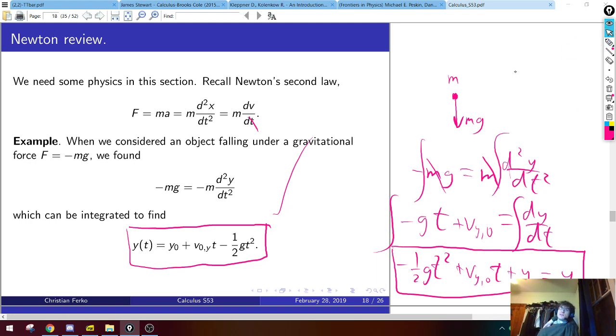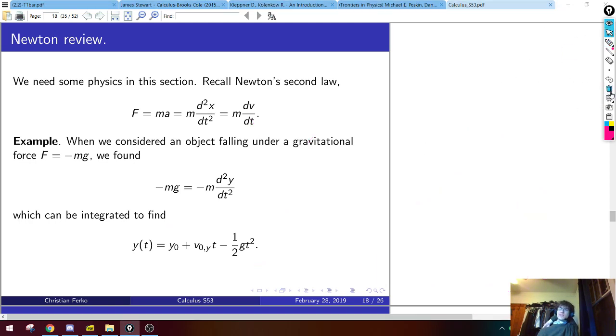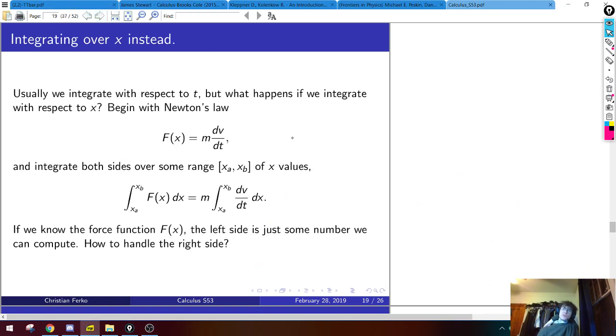Would that give me something interesting, or would it give me total nonsense? We'll see, it actually does give you something interesting. So let's try and see what happens. What happens if we start with Newton's law?